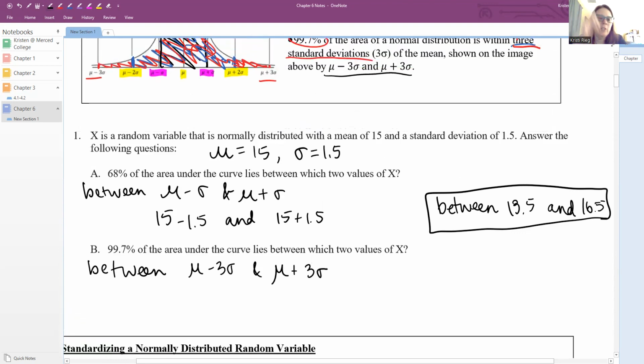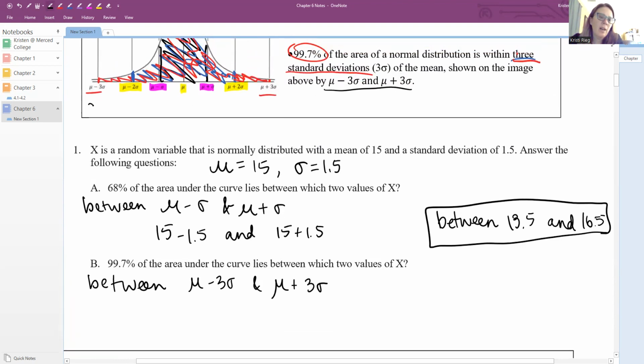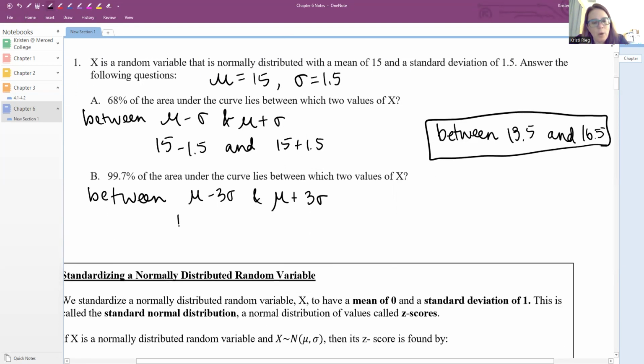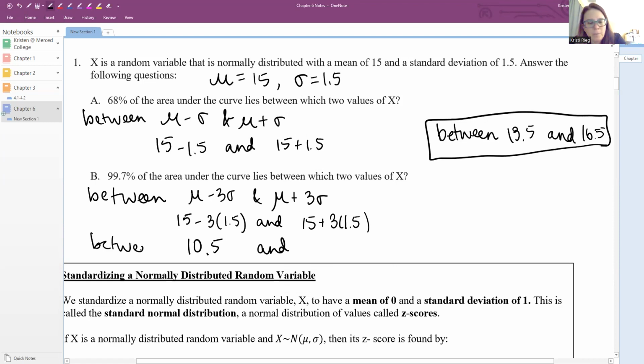This picture right here is a number line. So the smallest stuff is on the left and the large stuff is on the right. So when we write these out, we want the smaller number first. So mu minus 3 sigma, that's 15 minus 3 times 1.5, and then 15 plus 3 times 1.5. So 15 minus 4.5 will be 10.5, and 15 plus 4.5 is 19.5.